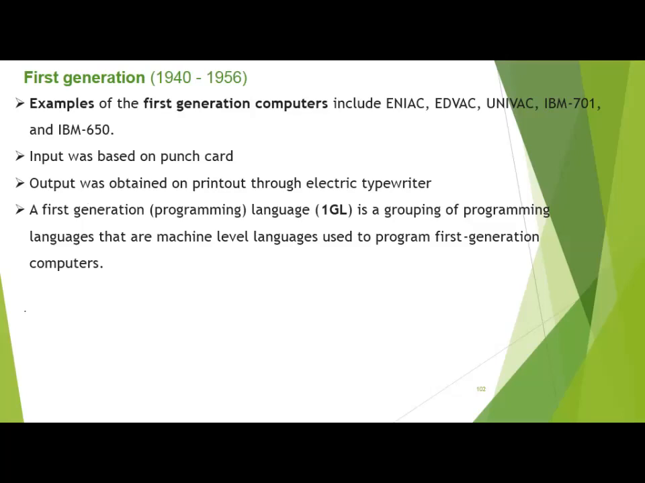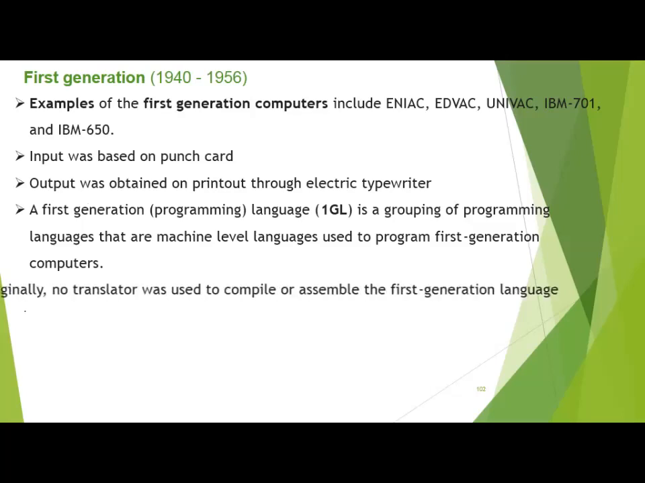The basic benefit of this language was that it runs directly. It does not require any translator. Originally, no translator was used to compile or assemble the first generation language. So this language does not require any translator to execute on that machine. The major problem with this language was that it was machine dependent, meaning if any program is designed using binary language for that machine, this program is not portable. You cannot run this program on another machine. So all programs were specific to machines.